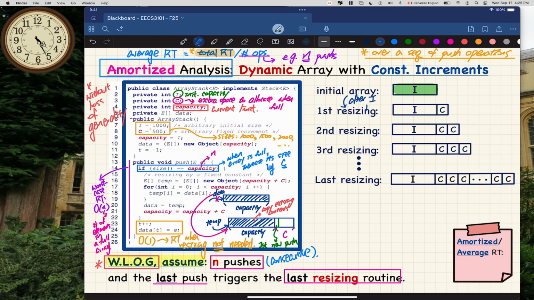After I pushes, that means we got this part of the array completely full. So we reach the maximum capacity. So now what we should do is some resizing, right? In the next push, this is going to trigger that we're going to expand the array to be I plus C and then copy everything over into here, right? That's what we should do.